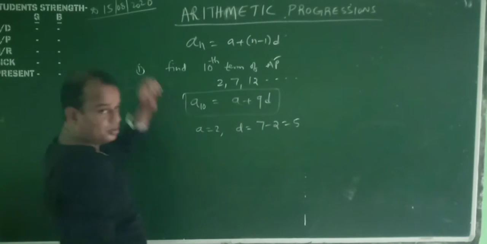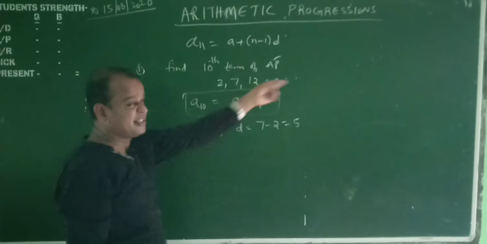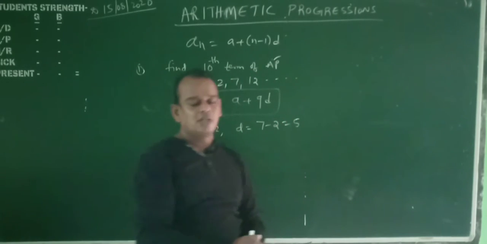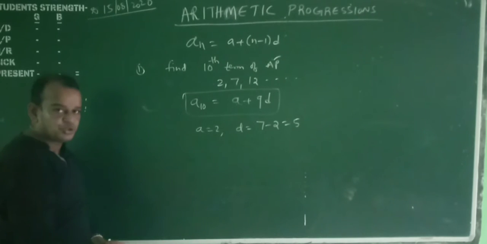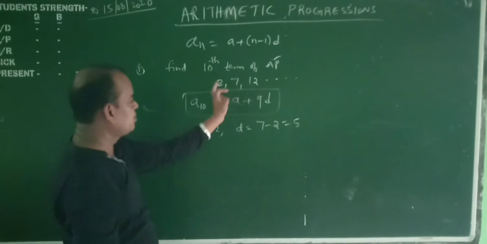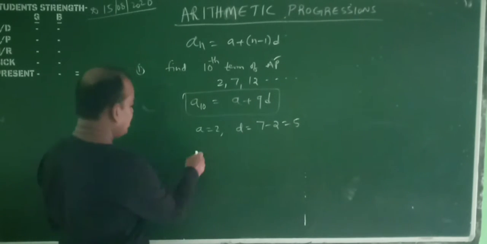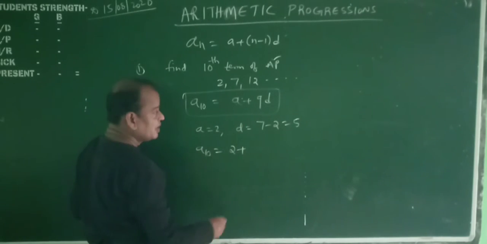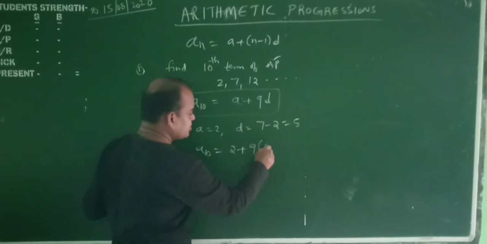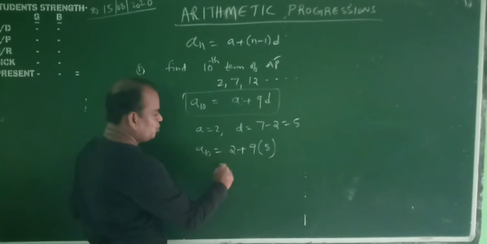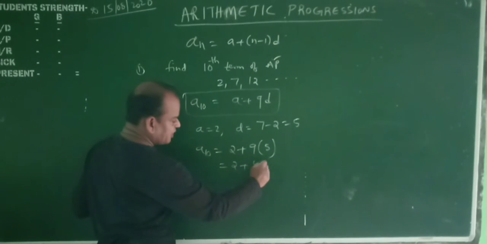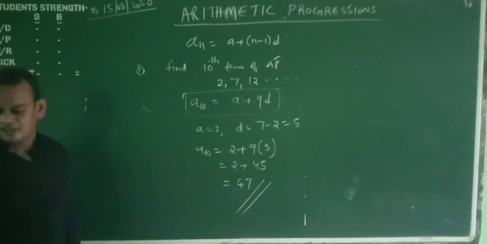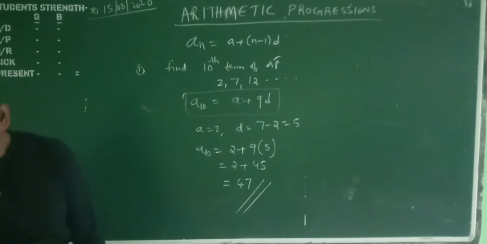Whenever I told you, whenever the series is an increasing series, the D is positive. That is 7 minus 2, that is 5. Now substitute: A10 is equal to A, that is 2, plus 9 into D, D means 5. 2 plus 9 fives are 45. 45 plus 2 how much? 47. Very, very simple, my dear students.